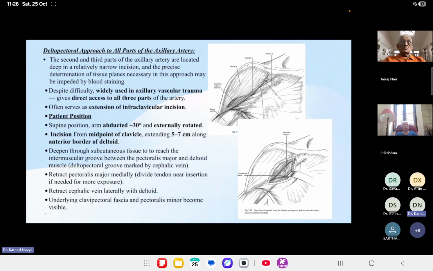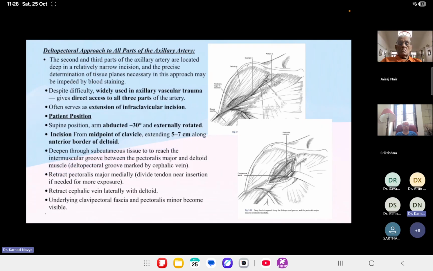Then the deltopectoral approach to all parts of the axillary artery. The second and third parts are located deep in a relatively narrow incision, and the precise determination of tissue planes necessary in this approach may be impeded by the bloodstream. Despite the difficulty, it is widely used in axillary vascular trauma and gives direct access to all three parts of the artery. It often serves as an extension of the infraclavicular incision.